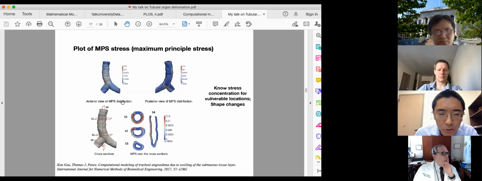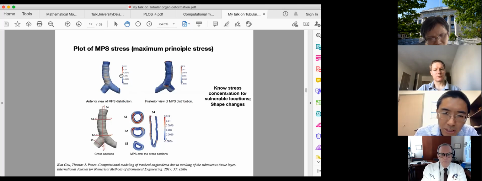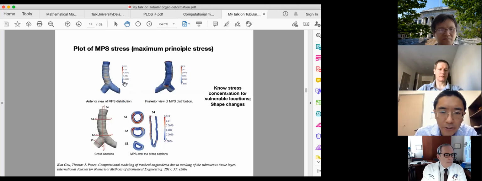There are results for the MPS stress. This one is the maximum principal stress. Anyway, this one is very time consuming. We need high performance computation to produce the results. And you can see the color. The red color means the stress is very high. The blue color means the stress is low.